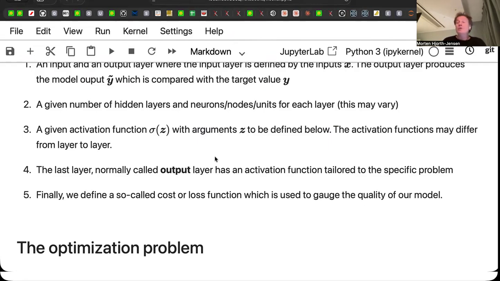And it's pretty normal to have the same activation functions for all the hidden layers. And then obviously the last layer, the output, may have different activation functions. And these activation functions, they just reflect the type of data which you want to reproduce.